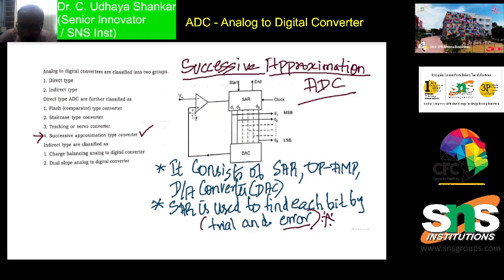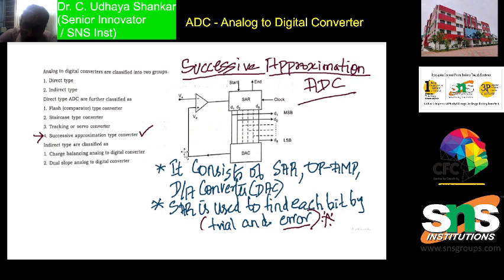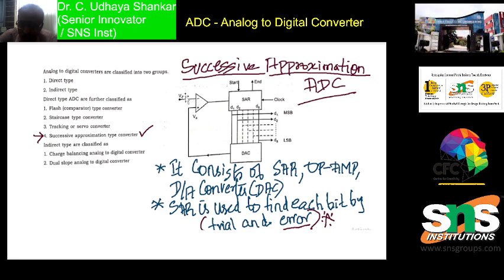Here you have a comparator. The digital output will be converted to analog, and this analog input is fed to the OPAMP, because the OPAMP can only read analog signals. Okay, and it will be comparing it. This is how it functions.